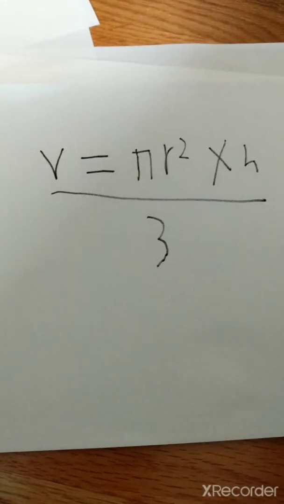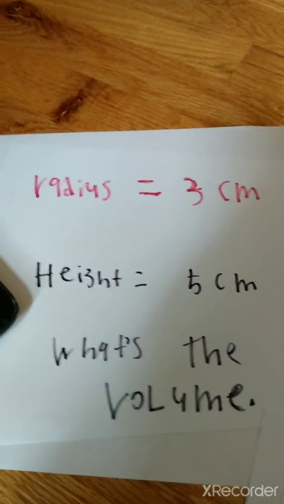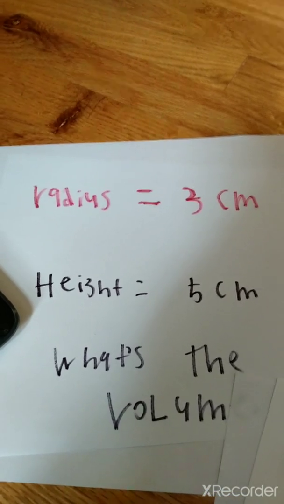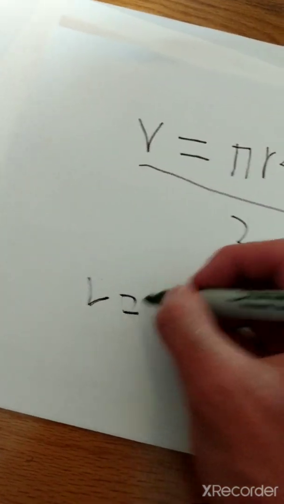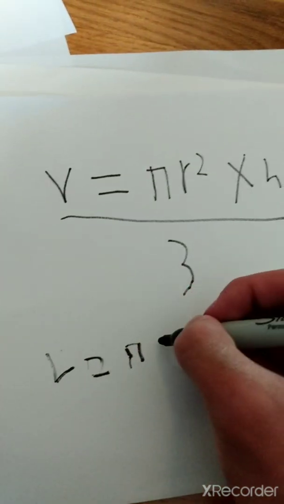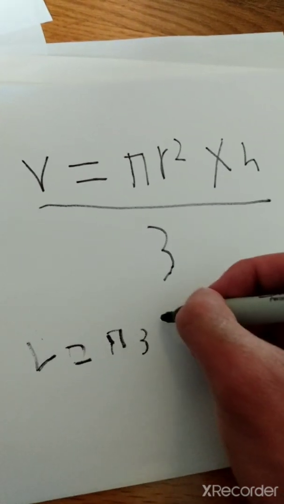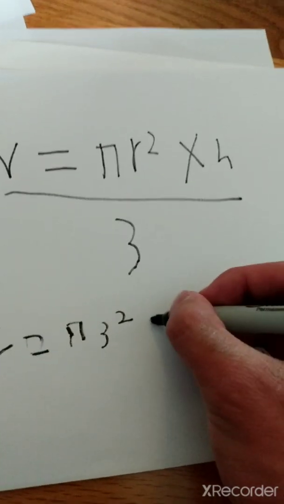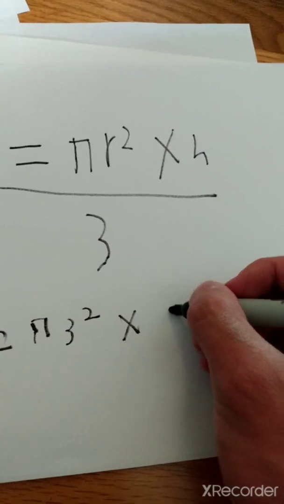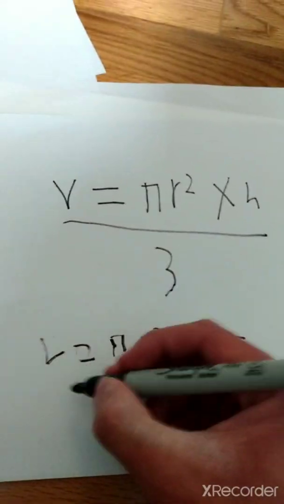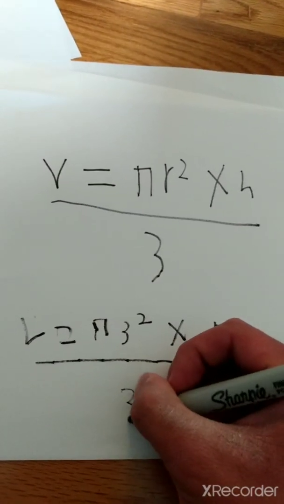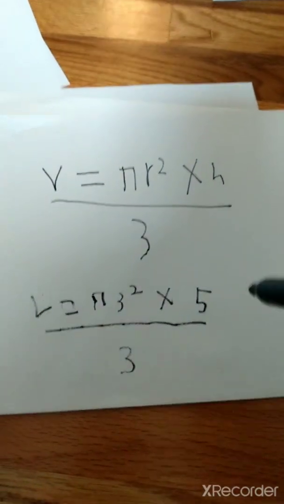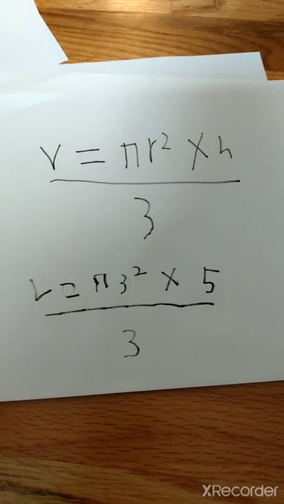So let's solve this. We have 3 centimeters as the radius, and the height is going to be 5 centimeters. So we're going to insert volume equals pi, the radius of 3 centimeters squared, multiplied by the height, which is 5 centimeters. Then we divide our answer by 3. The formula for volume of a cone was in our past videos.